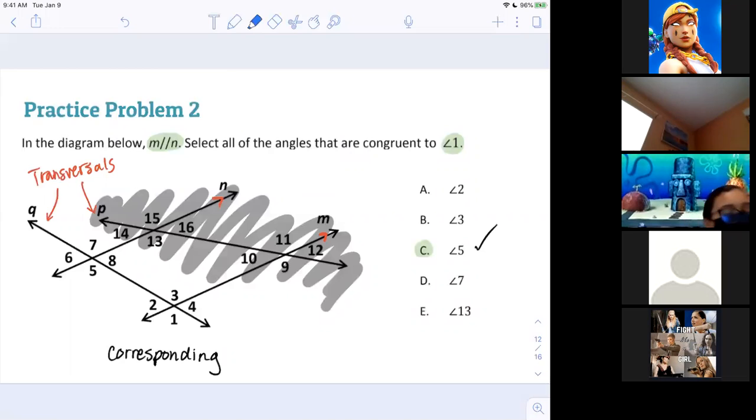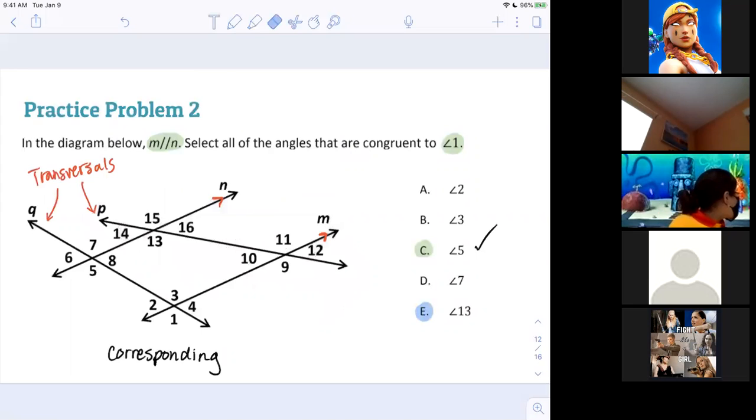And then E was another popular choice. So let's look at E. E is comparing angle 1 and angle 13. Now, which one's my transversal again? Q is the transversal. P is the transversal. Is there a relationship between 1 and 13?